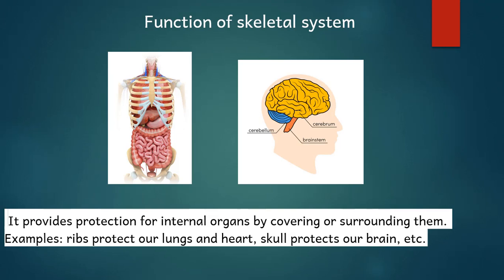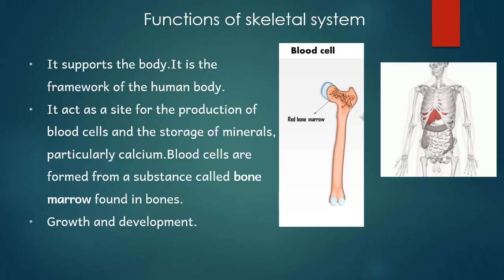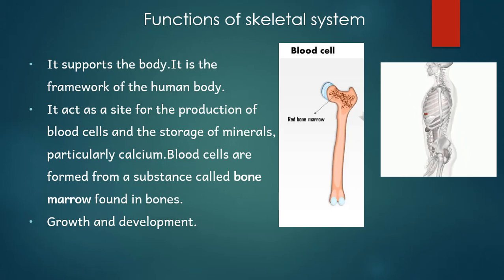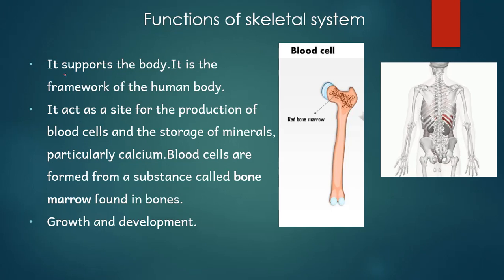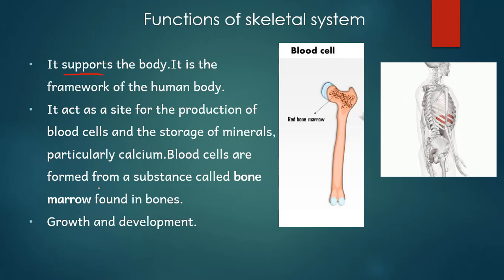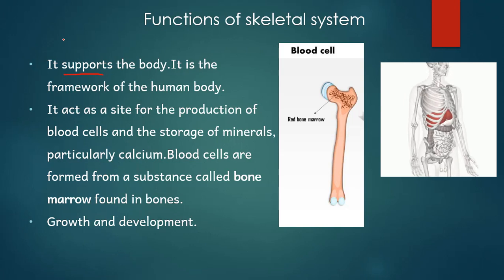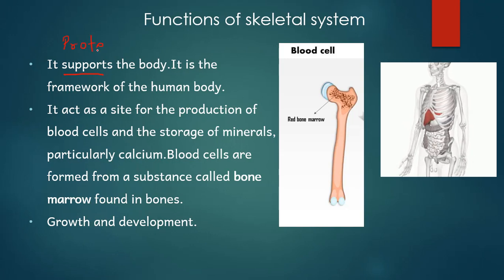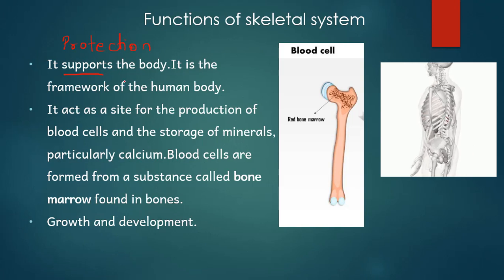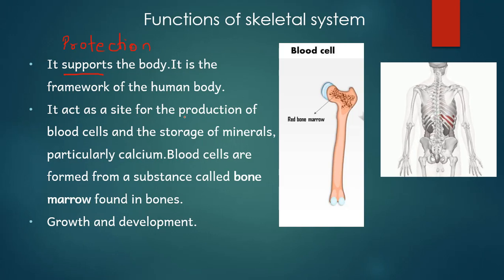Lastly, what is the function of the skeletal system? As we discussed, it protects our internal organs, it protects our muscles, ribs protect our lungs and heart, and the skull protects our brain. We will discuss this in detail. It supports the body. So the first function you can write is support, the second function you can write is protection. What is it protecting? Our internal organs.